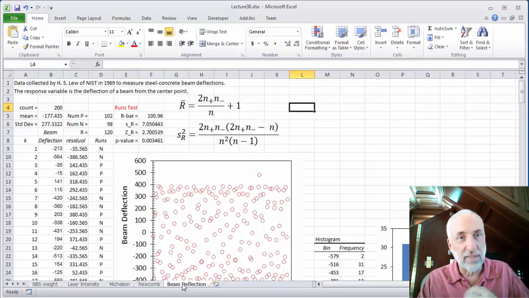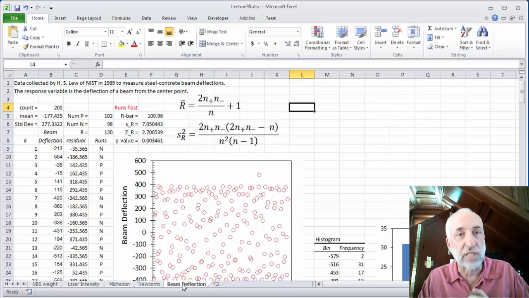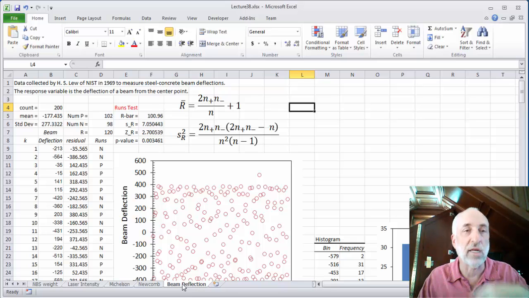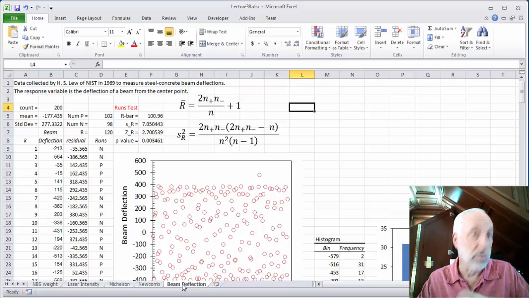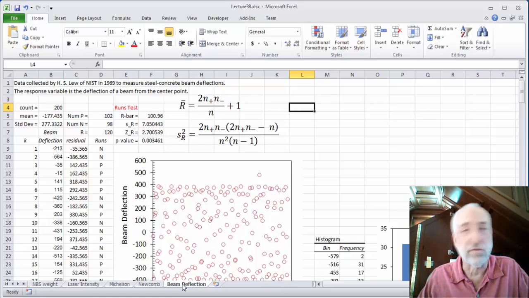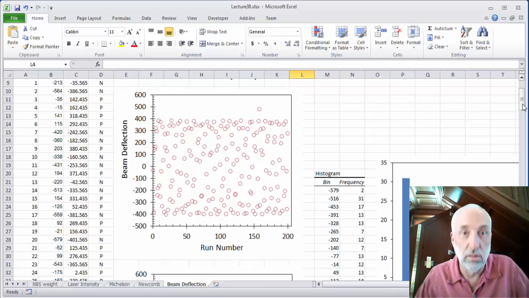This is a set of data that NIST has on their website, and it's a steel beam deflection. So they take a beam and they put some weight on it, put some force on it, and they cause it to deflect, and then they measure the deflection. And they measure it multiple times. So every measurement is some time delta apart from the previous measurement. All right, now let's look at beam deflection versus run number.